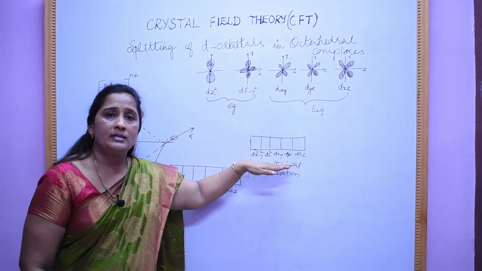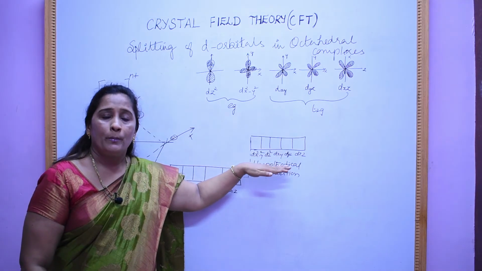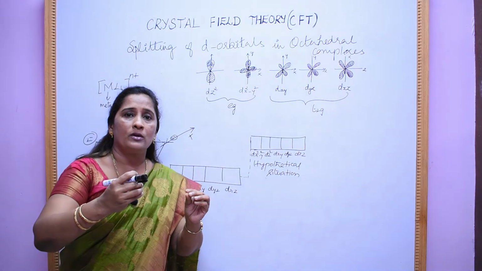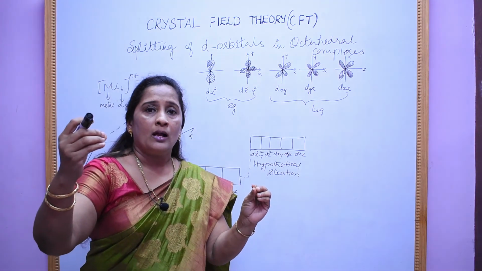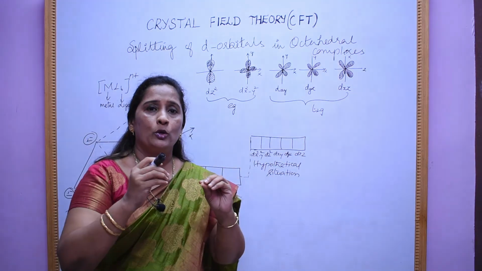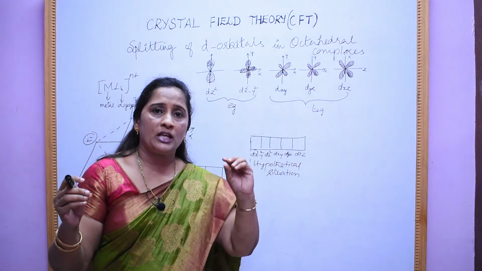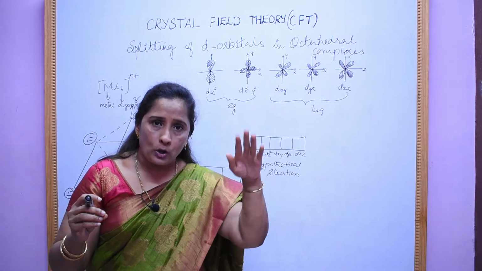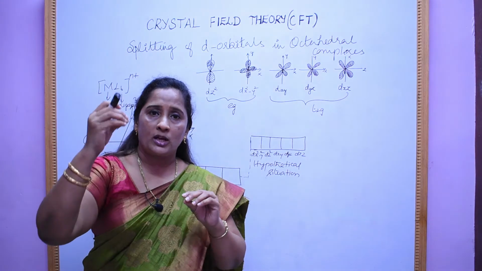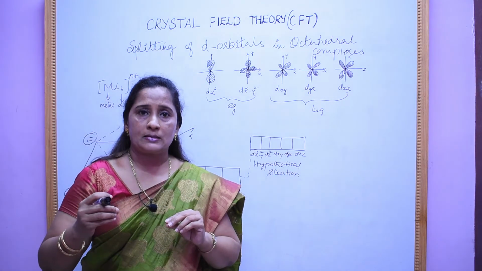So we call this energy level a hypothetical situation, because this can happen only when all the ligands are approaching the central metal cation at the same distance. Right? But this is not actually happening because we have 5d orbitals. We know the structure of these 5d orbitals. In the eg orbitals, the lobes are lying along the axis, whereas in the t2g set of orbitals, the lobes are lying in between the axis.